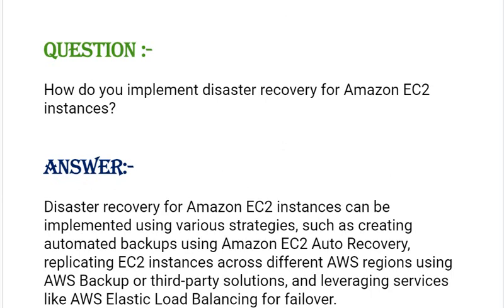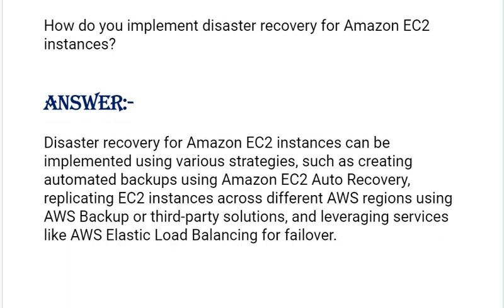Our next interview question is, how do you implement disaster recovery for Amazon EC2 instances? Your answer should be: disaster recovery for Amazon EC2 instances can be implemented using various strategies such as creating automated backups using Amazon EC2 auto recovery, replicating EC2 instances across different AWS regions using AWS Backup or third-party solutions, and leveraging services like AWS Elastic Load Balancer for failover.